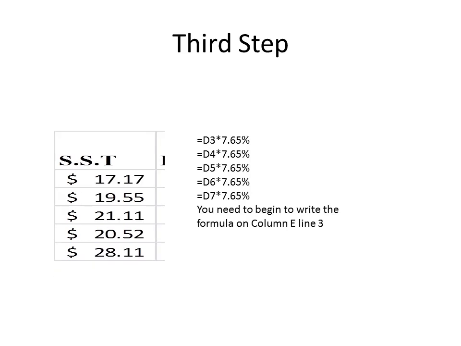The third step, you need to do the SST. The same. You need to write in column E, because this is column E SST on line 3, this formula: equal D3 times 7.65% and enter. The number 17.70 pops up. You do the same thing for the next ones.